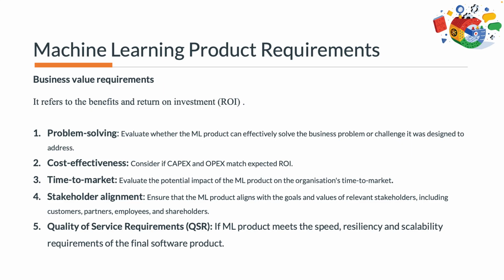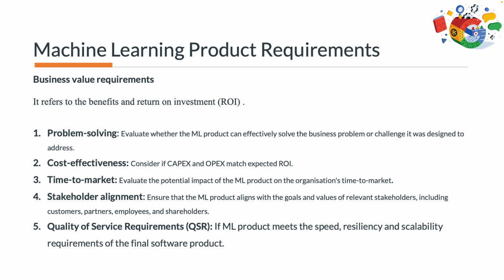Business value requirements refers to the benefits and return on investments or ROI. Basically, every company exists for a reason. They have a vision and roadmap for their products and for what they want to achieve and what they have promised to their shareholders and directors. Now, when you want to build a machine learning product, you have to make sure that it is, first of all, in line with the roadmap of the company, and then that it creates value and helps the company to reach its vision.